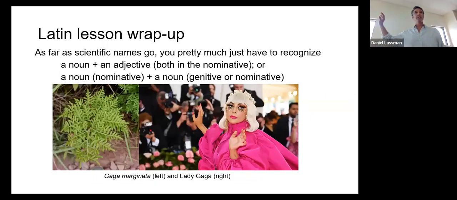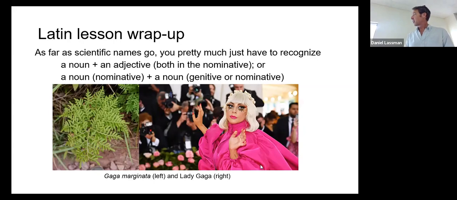All right. So that's the Latin lesson. I don't know how long this is going on. I barely started. So the Latin lesson is, as far as scientific names go, you pretty much need to recognize a noun and an adjective, both in the nominative, that is the first line, sometimes plural, or a noun plus a noun. The first noun is always nominative. The second noun is sometimes nominative, but sometimes genitive, which is, remember, that possessive case.